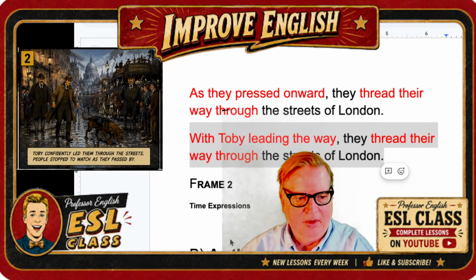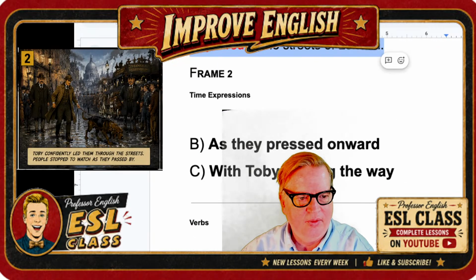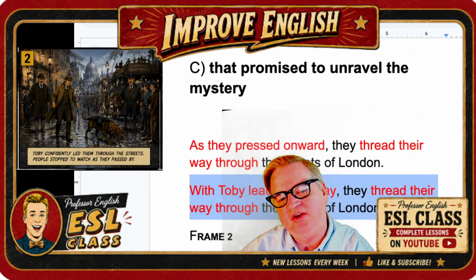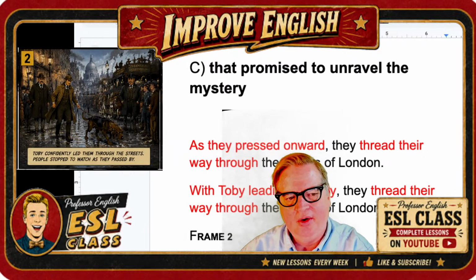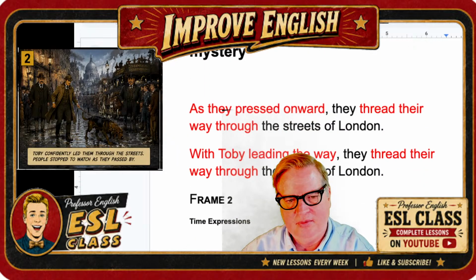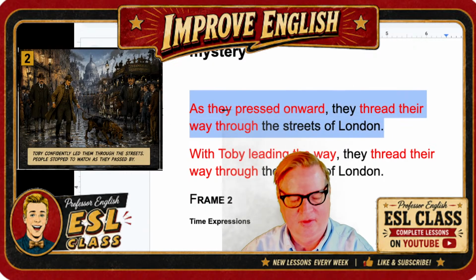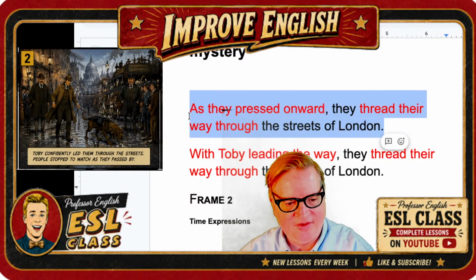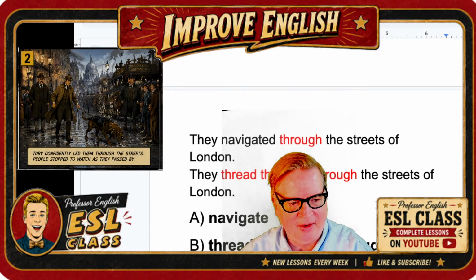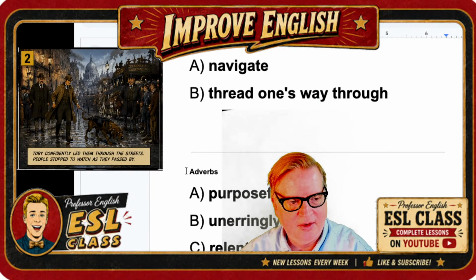Okay. Alrighty. So which one do you like better? As they pressed onward, like as they continued, even though it was kind of difficult, or with Toby leading the way? Which one do you think we should use? I think I'll go for the first one because we mentioned Toby already in the previous sentence. I was thinking the same thing. It probably would be better not to mention Toby again. Okay.